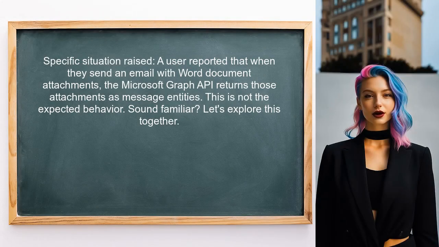Let's look at the specific situation that has been raised. A user reported that when they send an email with Word document attachments, the Microsoft Graph API is returning those attachments as message entities. This is not the expected behavior. Sound familiar? Let's explore this together.